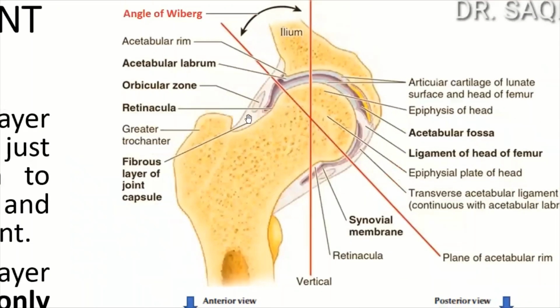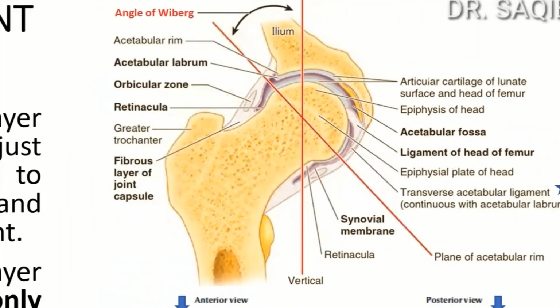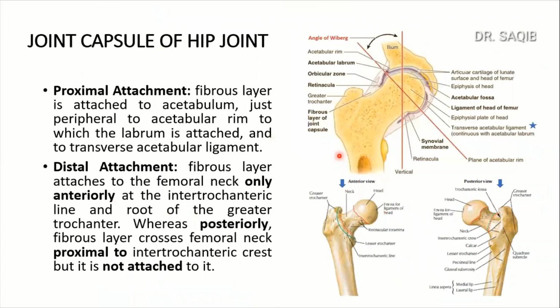You could see this fibrous layer attached here to the labrum, and here you could see the transverse acetabular ligament, where the fibrous layer attaches to both of these. This is the proximal attachment. And the distal attachment is very interesting.